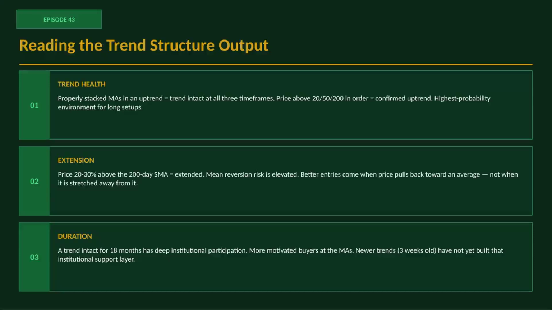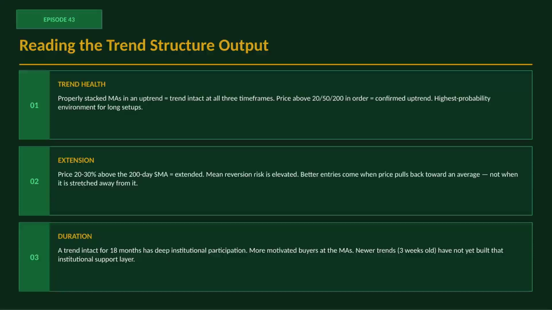Trend health. Properly stacked moving averages in an uptrend mean the trend is intact at all three time frames. A stock with price above the 20, 50, and 200 in proper order is in a confirmed uptrend on the daily. That is the environment where long setups have the highest probability.